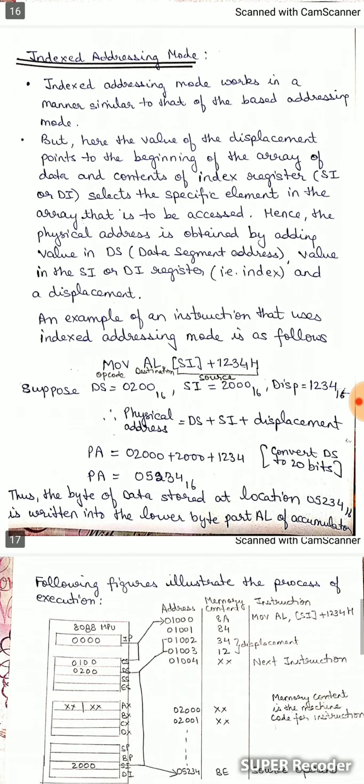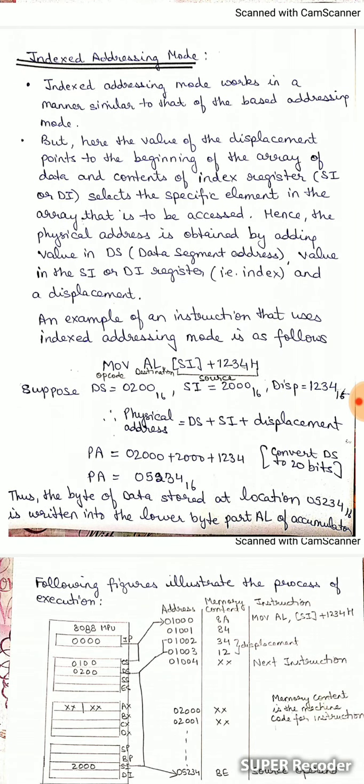The next is the indexed addressing mode. It is similar to the base addressing mode with the difference that here displacement gives you the beginning of the array of data and your contents of index register selects the specific element in the array. You can see in the instruction MOV AL, [SI plus 1234]. After the execution of this instruction, the byte of data from the physical address whose offset is SI plus 1234 will be copied into the AL register of accumulator.